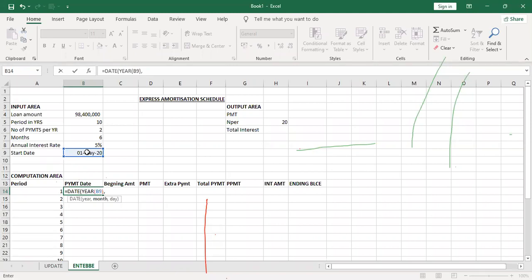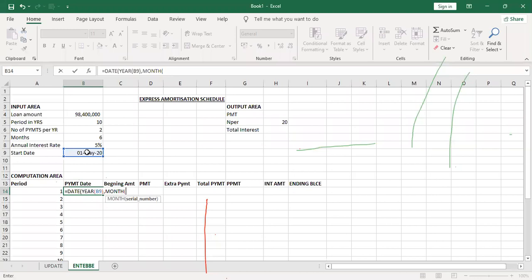Now type month. Open bracket. Remember our start date has the date, the month, and the year. Are we together? Yes, we are. If we get our start date and we add on 6 months, we get the payment date for the first period. Why are we adding on 6 months? Because we are paying after every six months.